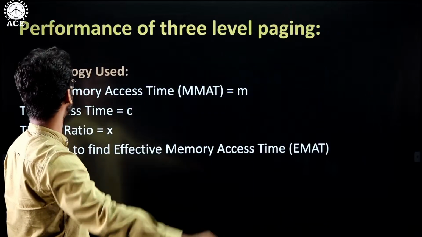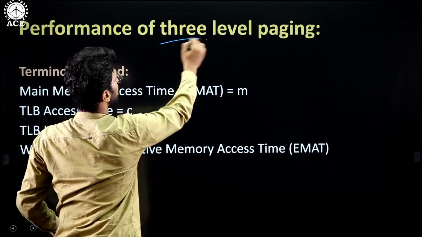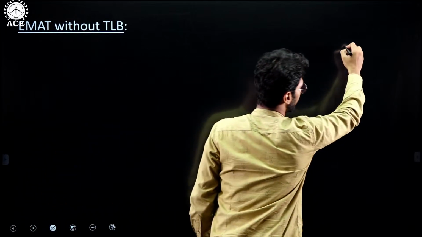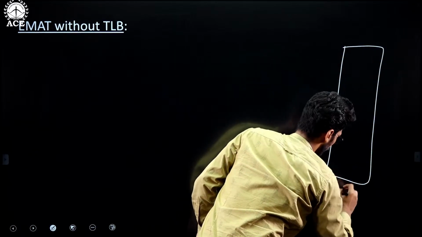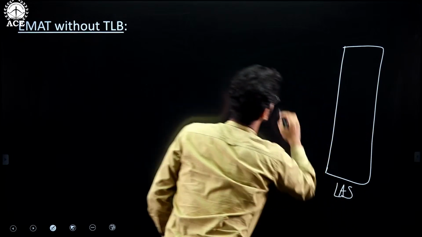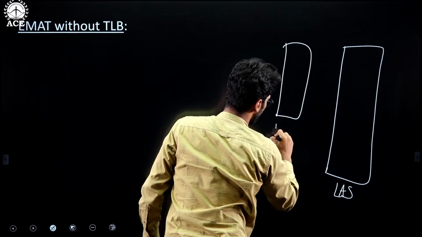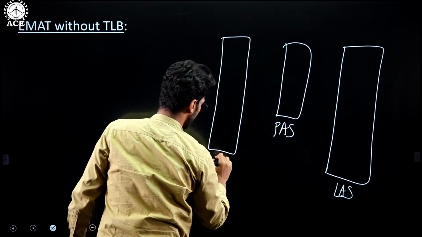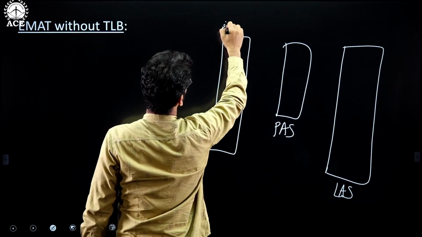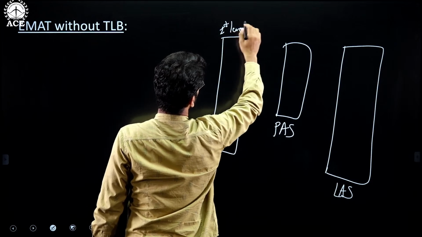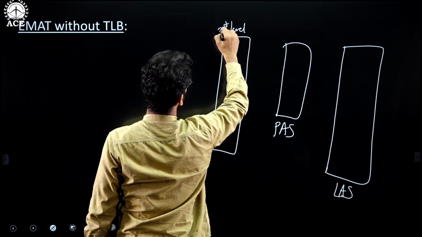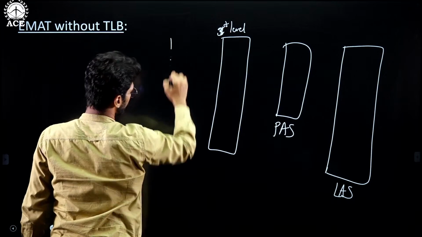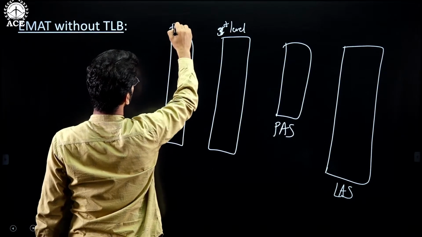And the last point of this session is performance with 3-level paging. I'll mention that formula with a very small diagram and we are done, ending in 2 minutes. This is the logical address space. This one is the physical address space. This is the first level page table. Not first level, this is actually the third level page table. This one is the second level page table.